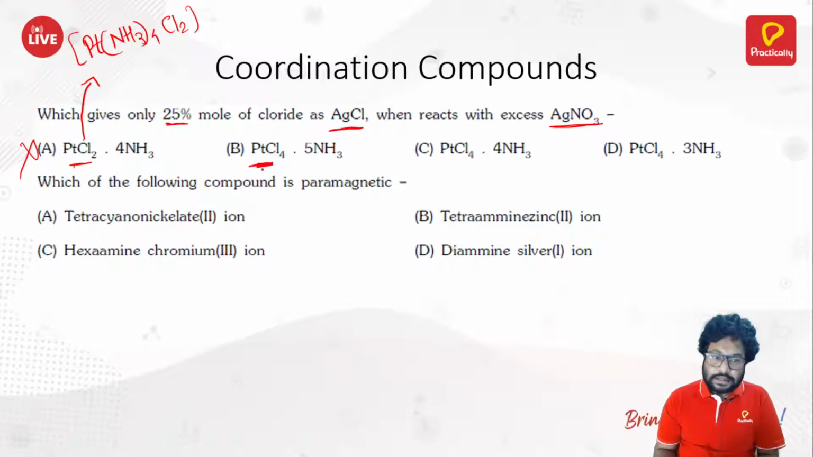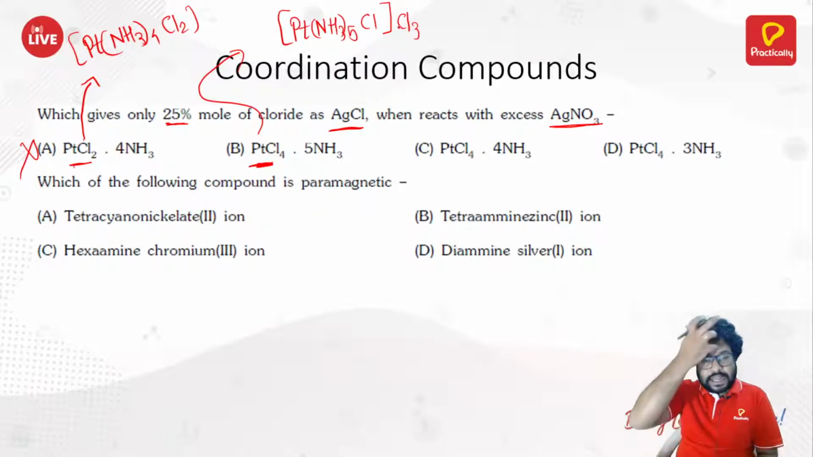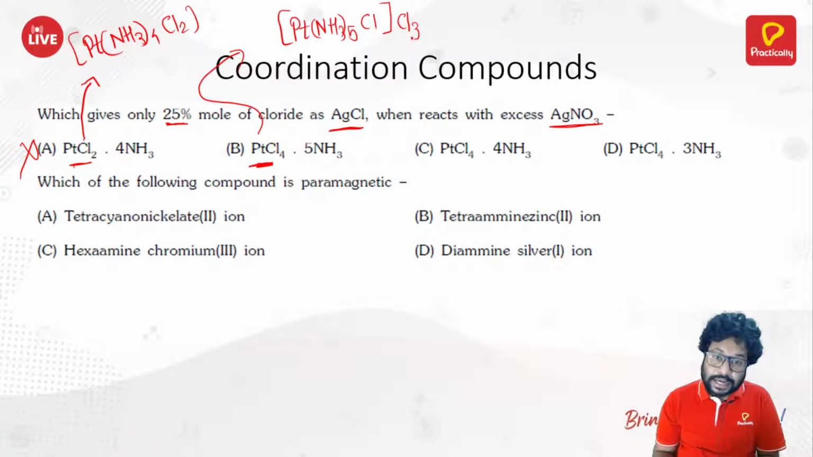Next one is this. For this compound, you have Pt, 5NH3, 1 chlorine. As I told you, we need to make a total valency of 6 in the coordination sphere. 3 chlorines are still there. Out of 4, 3 chlorines are there. So if these 3 chlorines are outside the coordination sphere, that means all of them can get ionized. And in that case, it would be 75%. It is not 25%, right? So that cannot be your answer. So that goes.